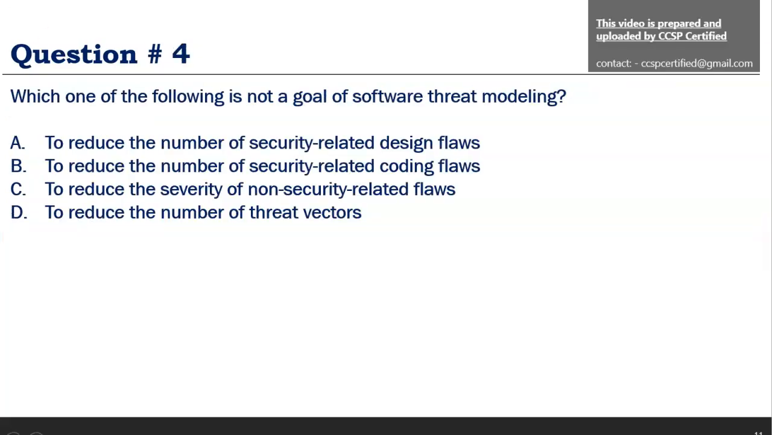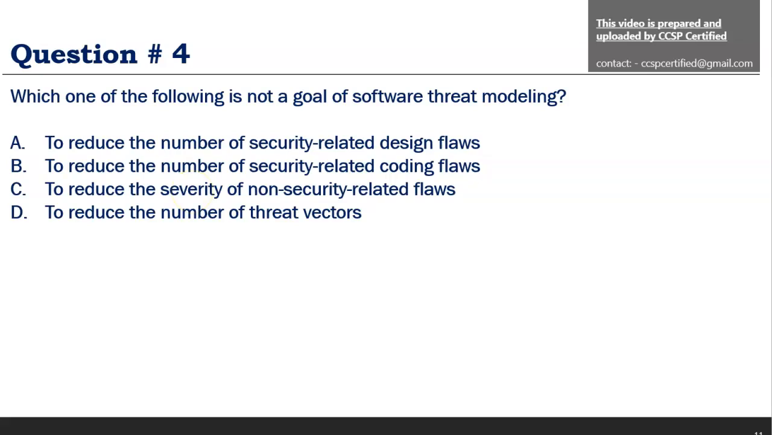Next one, which of the following is not a goal of software threat modeling? So what is not a purpose for which we do software threat modeling? To reduce the number of security-related design flaws. Yes, we want to identify any design flaw or code flaw we have, to reduce the number of security-related code flaws. To reduce the severity of the non-security-related flaws. Yes, this is also a purpose of threat modeling. To reduce the number of threat vectors.